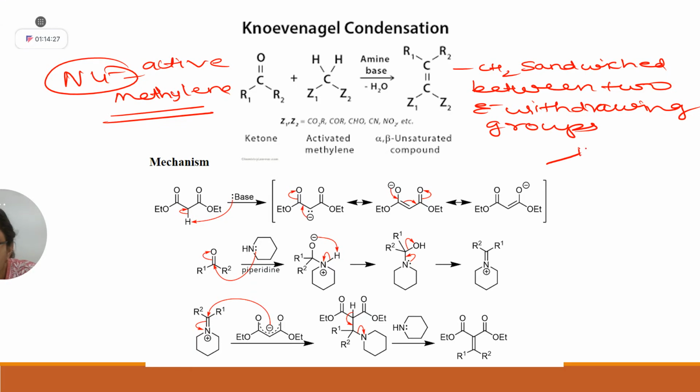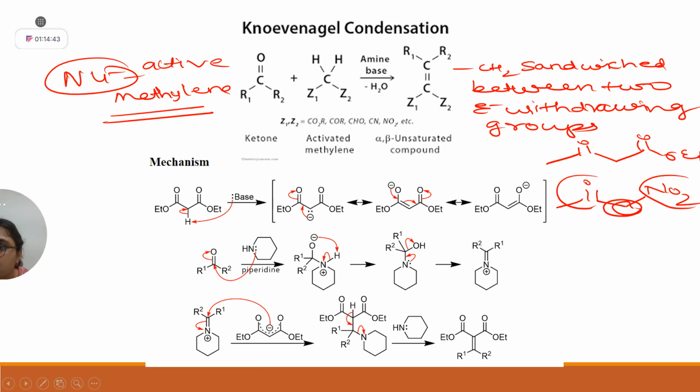For example, COOEt, or COCH2NO2. This is also active methylene, right? Because this CH2 is sandwiched between two electron deficient groups. Yes or no? Understood what are active methylene compounds? Yes, ma'am. Okay, very good.